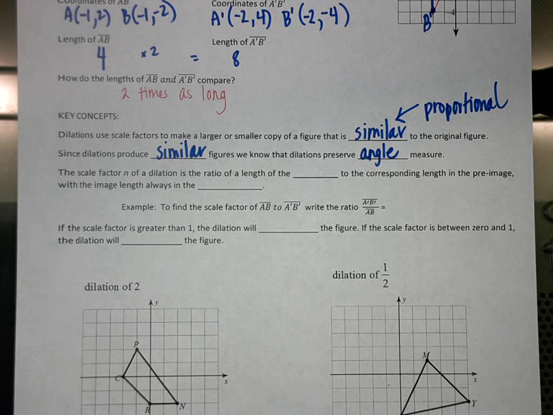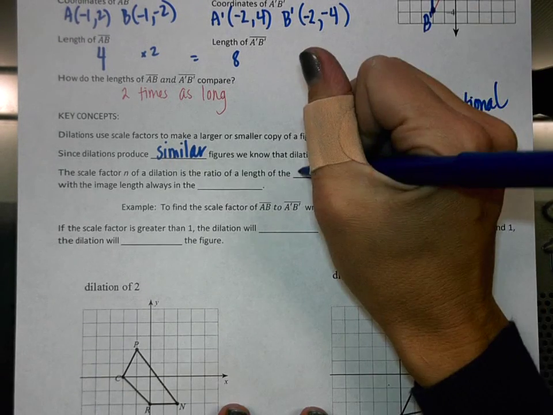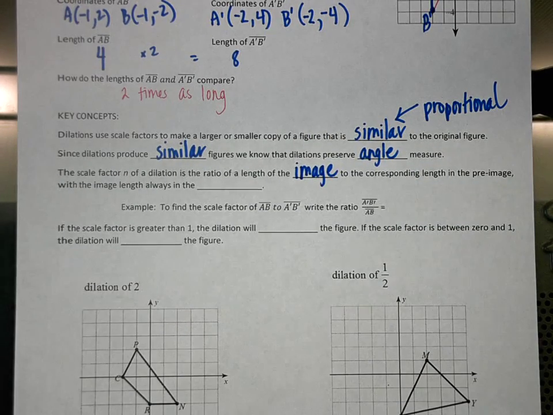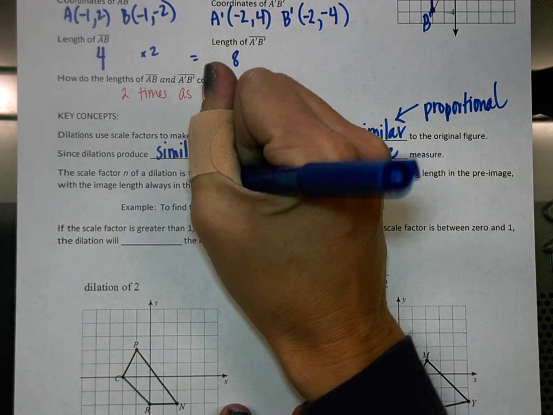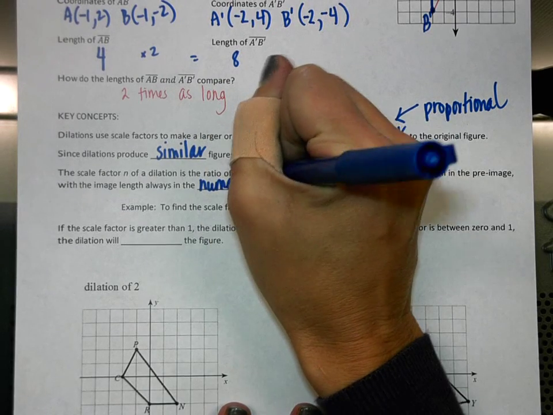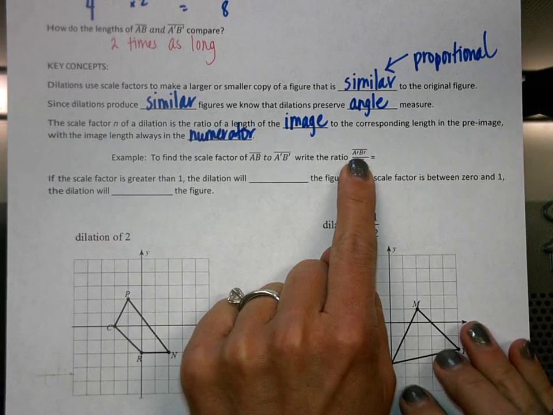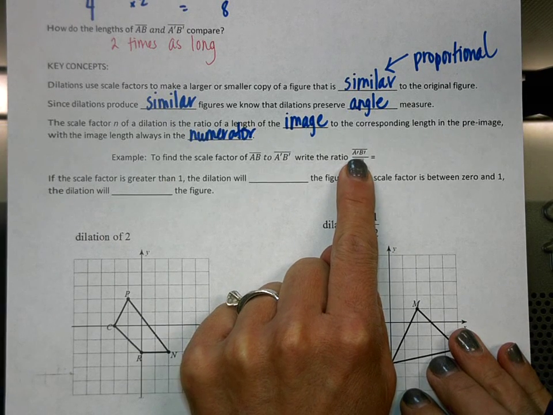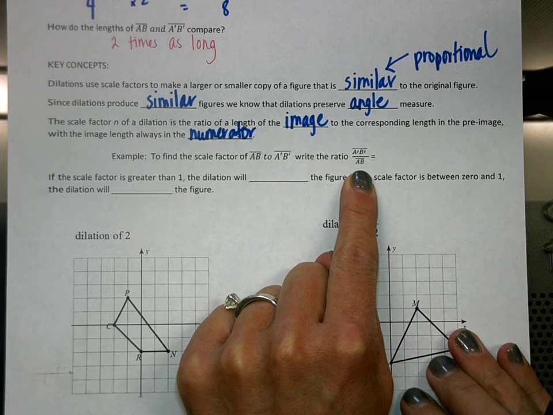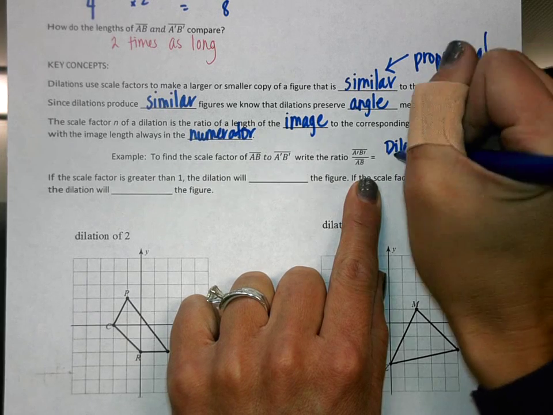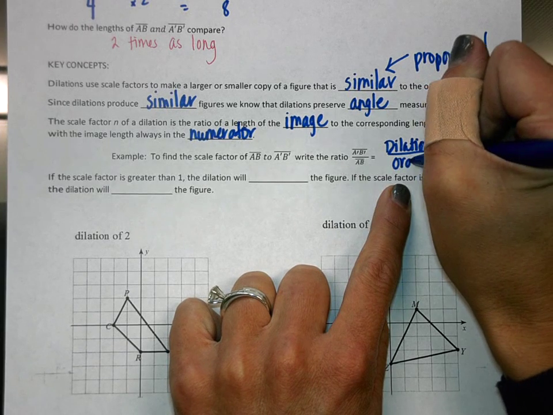Okay, so the scale factor n of a dilation is the ratio of the length of the image to the corresponding lengths in the pre-image, with the image length always in the numerator. This does not make sense, so we're just going to talk about it in other words. What they're saying is that your scale factor is you take your new image divided by the original image. Or I could put this as the dilation over the original.